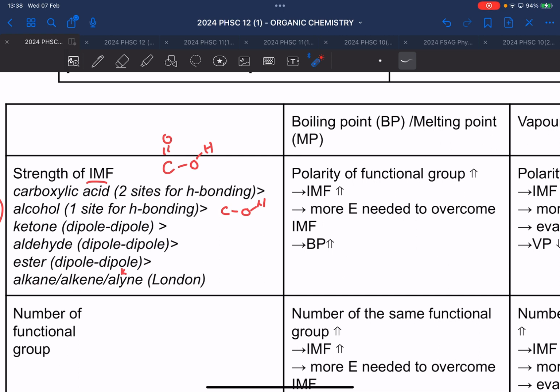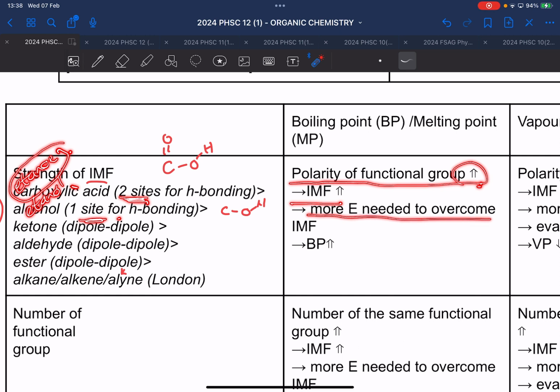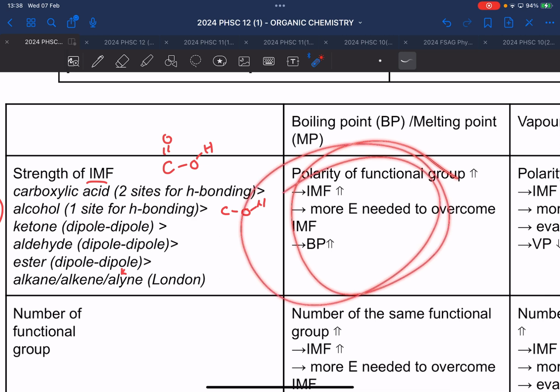Okay. So a question would be, for example, explain the difference in boiling point between ethanoic acid and ethanol. Then you'll say ethanoic acid has a bigger polarity in its functional group, or you can say it will have two sites for hydrogen bonding, and alcohol only has one site for hydrogen bonding. Thus, it has strong intermolecular forces. Thus, more energy is needed to overcome the intermolecular forces between the particles. Thus, the boiling point is higher. So this here is just a small summary of what you're used to writing.